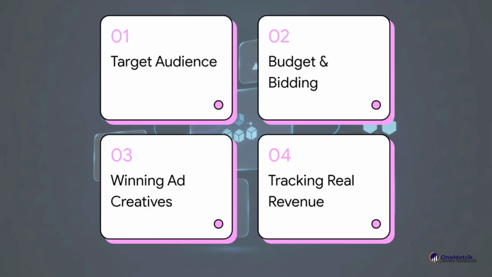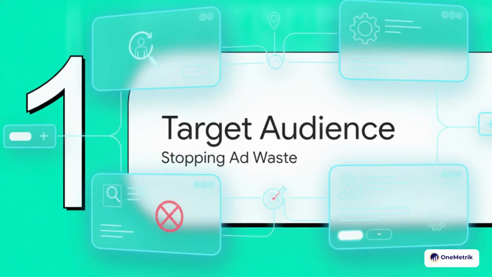So, to stop this massive leakage, we're building a perfect campaign architecture today. Our agenda is simple. We'll cover your target audience, budget and bidding, winning ad creatives, and finally, tracking real revenue. Let's get right into it. All right, starting with Section 1, Target Audience, and how to actually stop that ad waste.